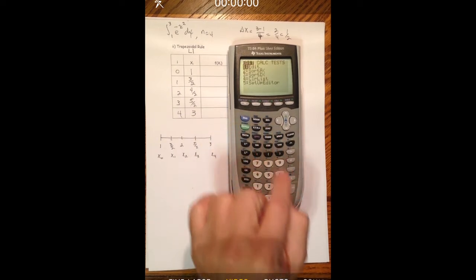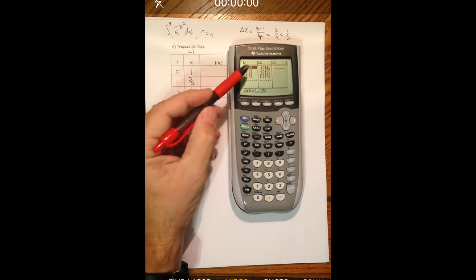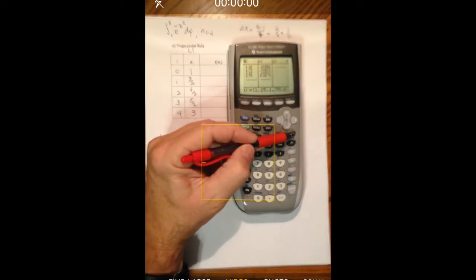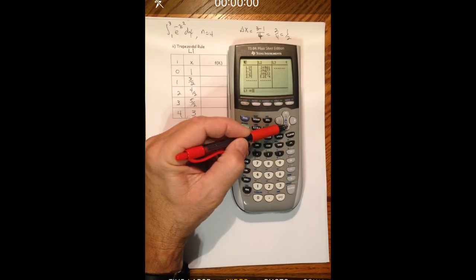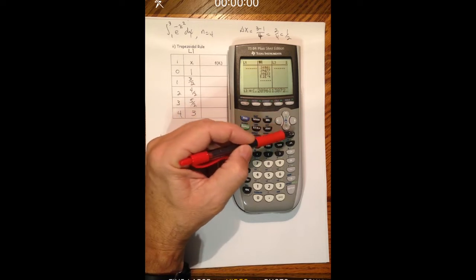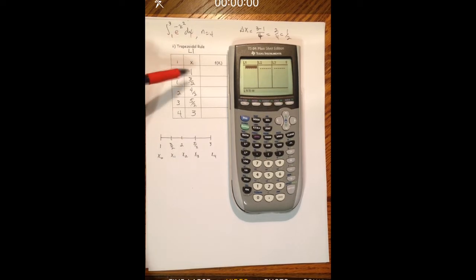Now I'm going to hit stat, enter, and now I need to get rid of the values I've got from the previous problem. To do that, you see where the cursor is, I'm going to move it up to highlight L1 and then clear, down arrow. Go over here. So now I've got a clean slate. And I just want to put these numbers under list L1.